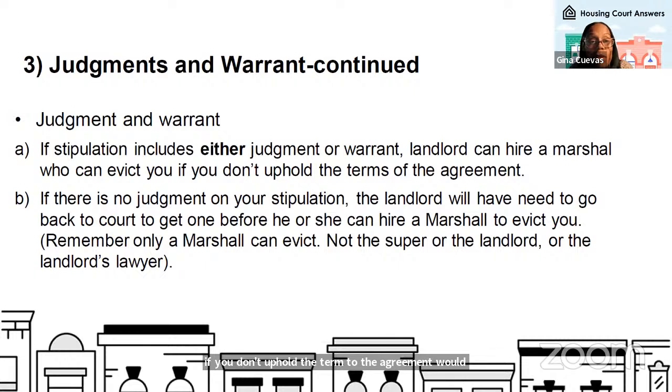If there's no judgment on your stipulation, the landlord will need to go back to the court to get one before he or she can hire a marshal to evict you. Remember, only a marshal can evict, not the super or the landlord's attorney.